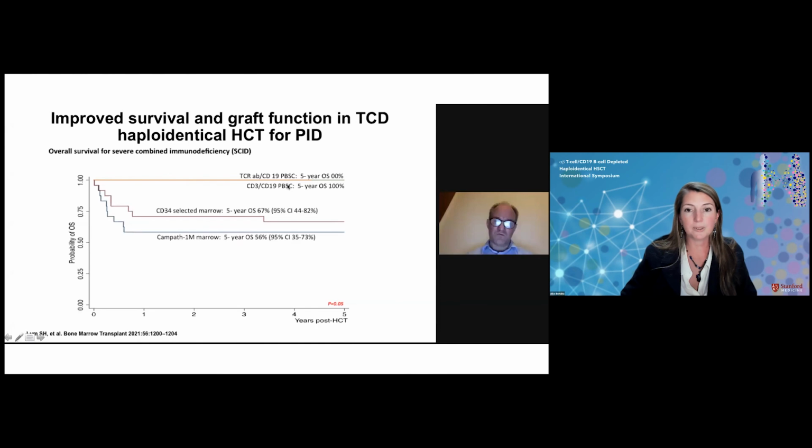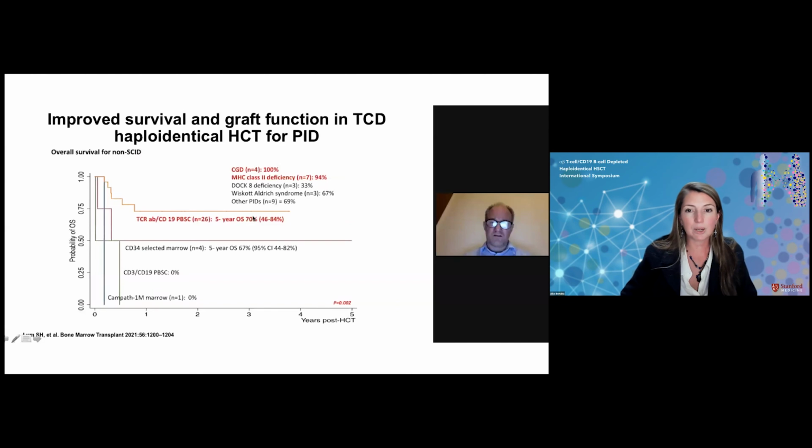However, if we look at patients with SCID using alpha beta T cell depletion, they obtain an overall survival of 100%, which compares favorably with CD34 positively selected marrow and the use of in vivo T cell depletion with Campath. Rightfully so, Andy also pointed out that TCR alpha beta depletion was started in an era where less toxic conditioning regimens and better supportive therapy were available. The outcome is different for non-SCID PID, still really good considering we are talking about a T-cell depleted approach, with overall survival at 5 years of 70%, which is anyway better than approaches published previously.